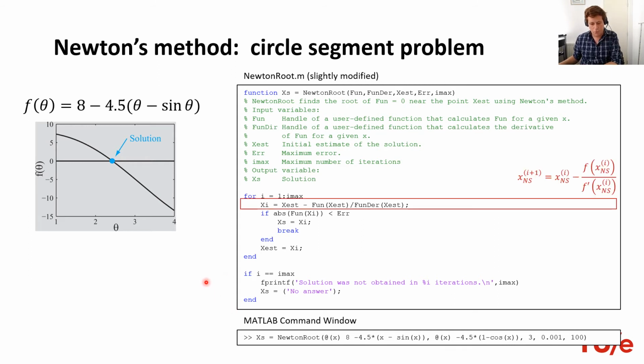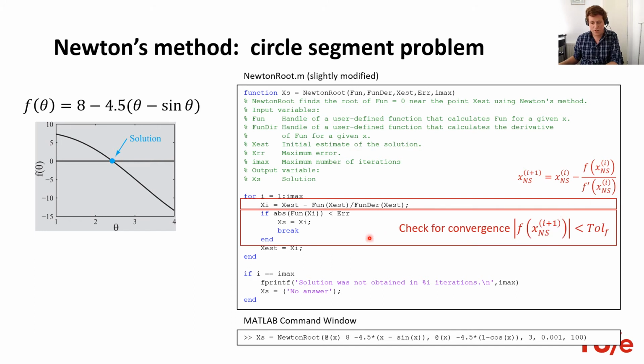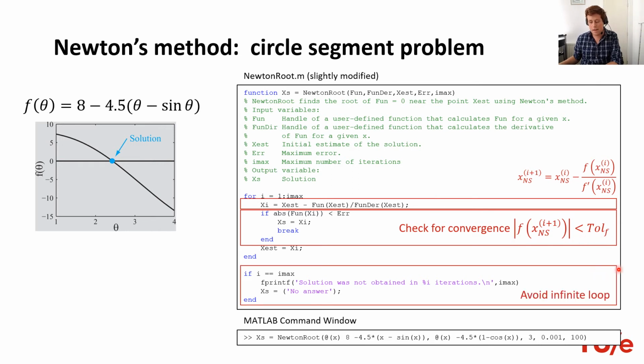So what does this program do? Well, it updates the iterations based on the previous iteration and then a ratio of the function value with its derivative. It checks for convergence here to see whether the value of f is smaller than your specified tolerance. And then finally here, there's an additional test to avoid infinite loops in the case when Newton's method doesn't work that well.